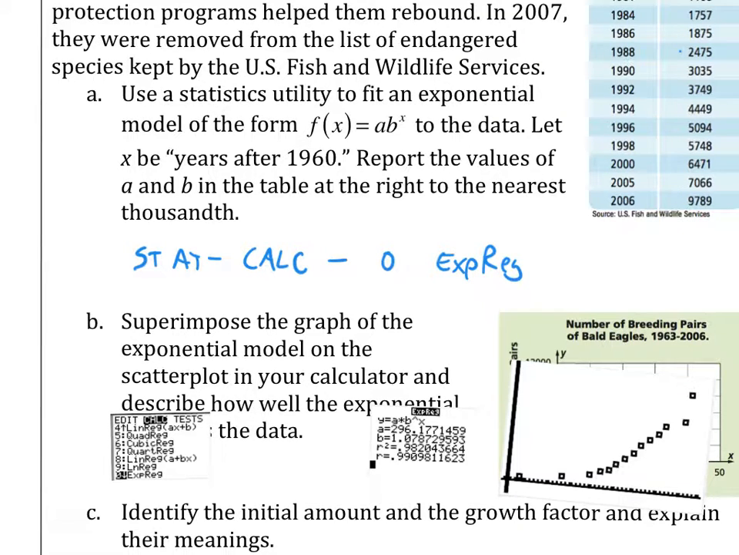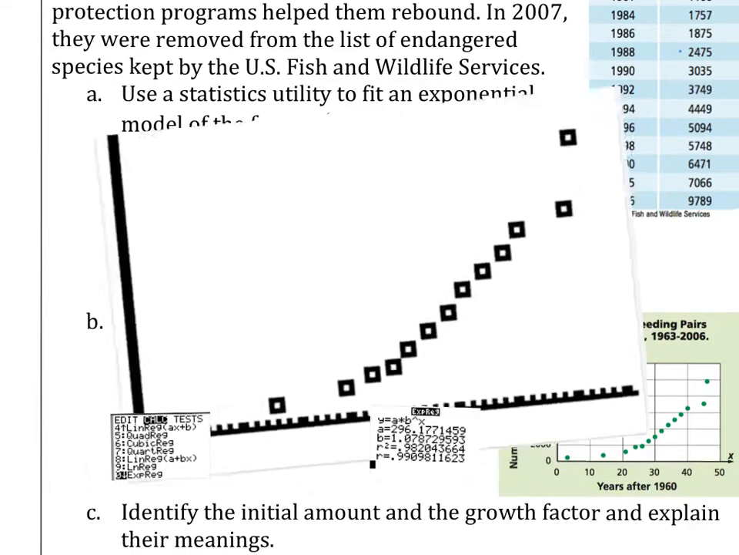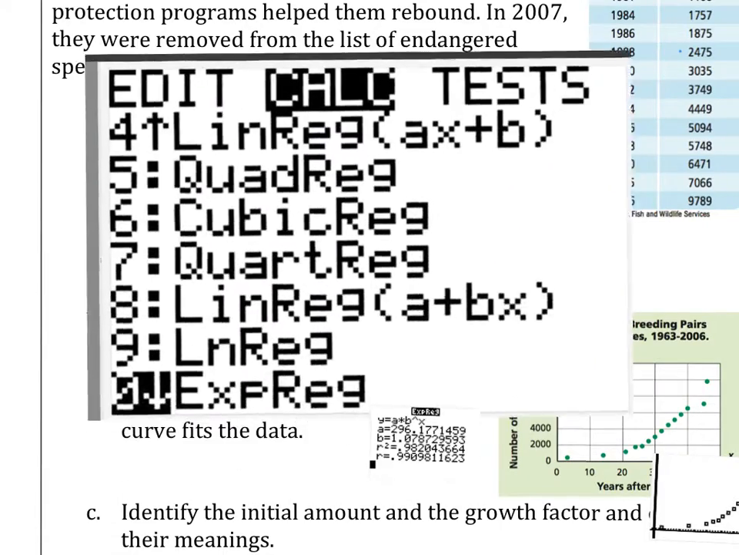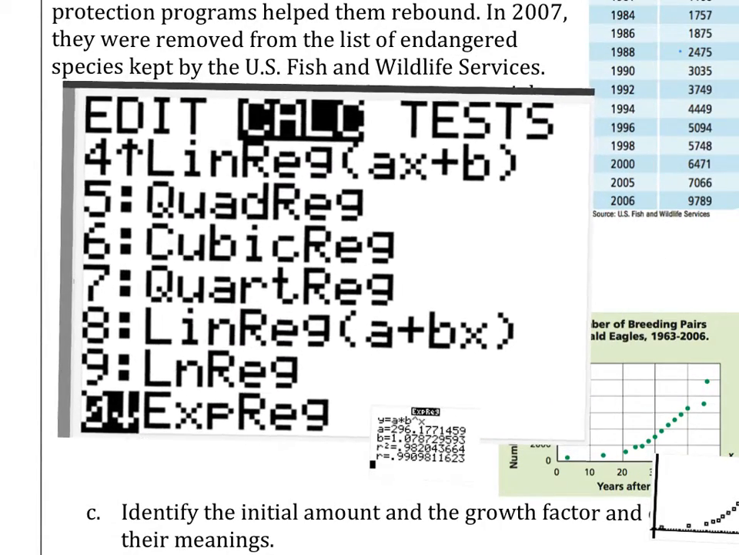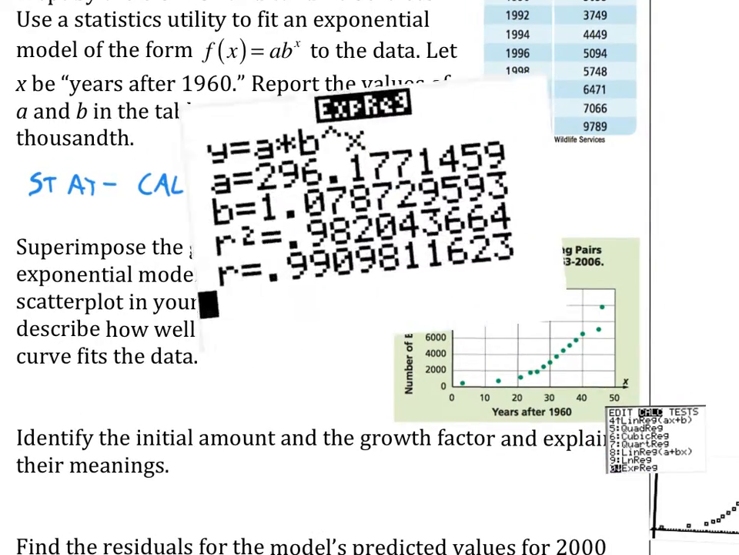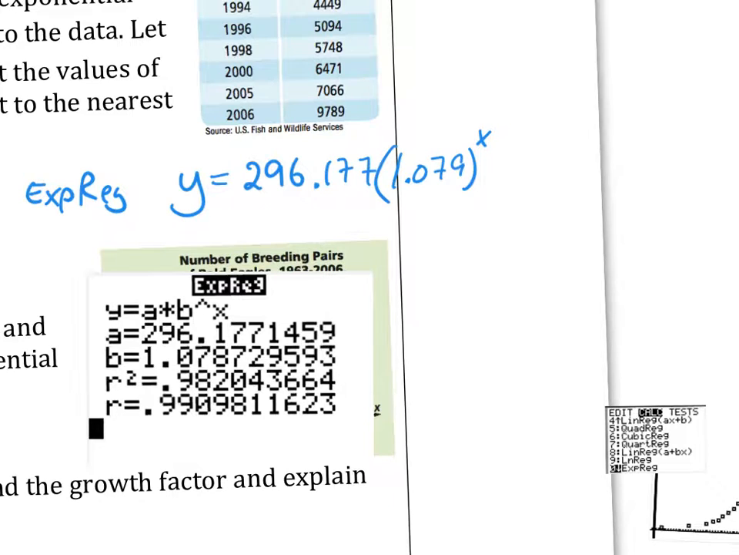All right, so once I enter stuff into L1 and L2, this is what the graph looks like after I graph it. I've not done the exponential regression yet. Now I need to go to stat calc and then select the 0 for exponential regression or xreg. And then when we do that, we end up getting this as our result. And so we see what A is and B is and C is. Since the instructions say to round to the nearest thousandth, we end up with this: y equals 296.177 times 1.079 to the x power.